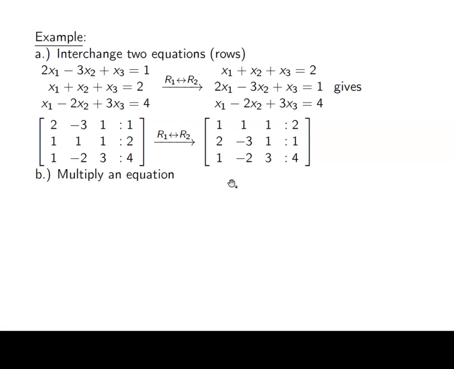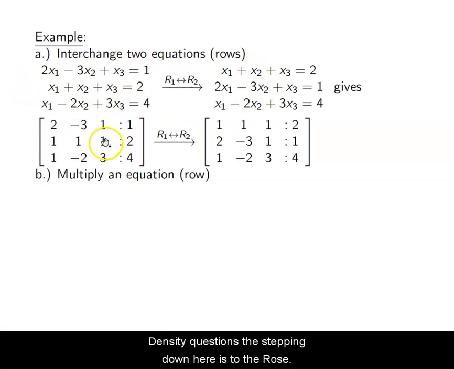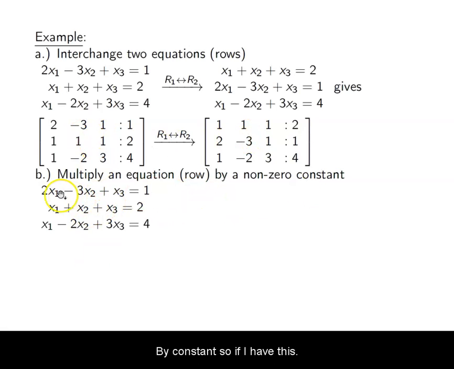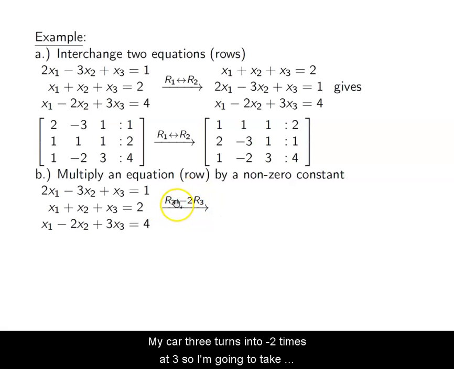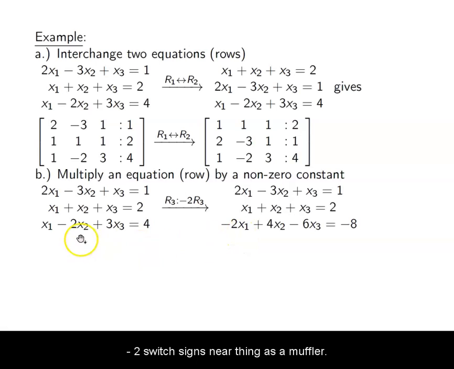Very straightforward. I can multiply an entire equation or a row by a non-zero constant. Everything here is being done to the equations, and the stuff being done here is to the rows. This is saying I'm going to take row 3 and multiply it times negative 2. R3 turns into negative 2 times R3. So I'm going to take this third equation and multiply everything by negative 2. You can see here I switch signs, and everything is a multiple of 2.